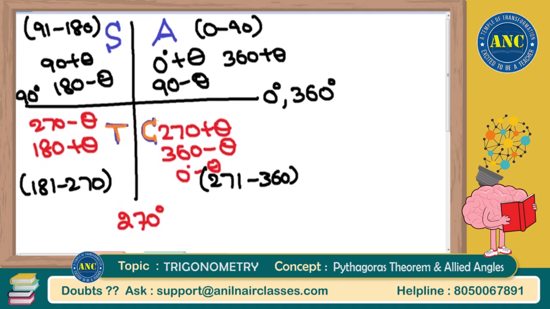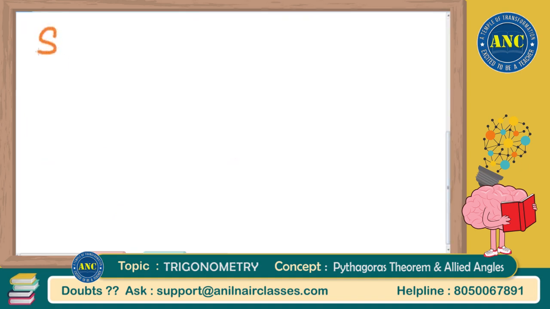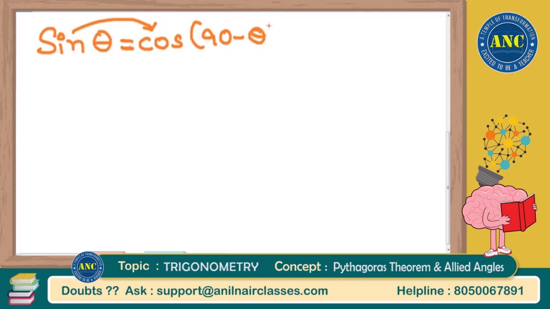It should be very clear. And we also learnt another concept, which we learnt yesterday in detail with conceptual clarity. Suppose I have sin theta. If I want to convert sin in terms of cos, write down cos and write it as 90 minus theta.